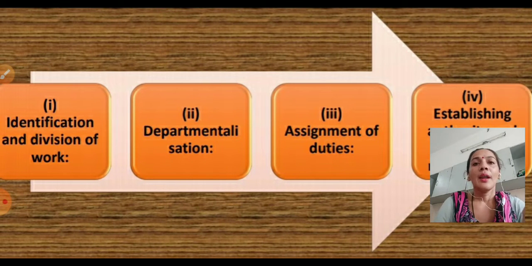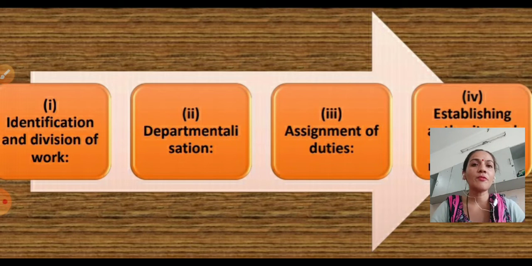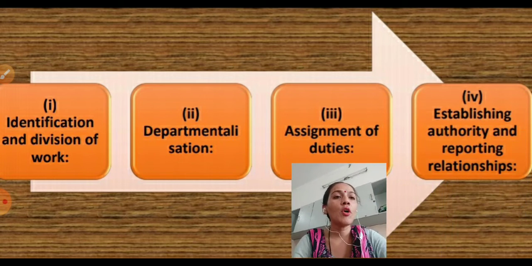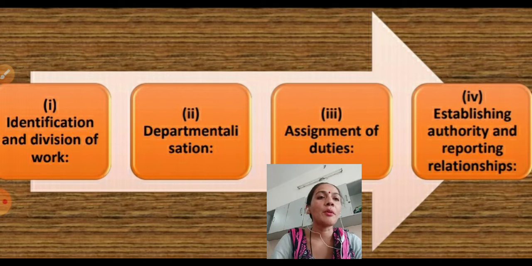Now these are some steps which we study in the organizing process. So these are the steps in the process of organization. First of all, identification and division of work. Second, departmentalization. Third, assignment of duties. And fourth, establishing authority and reporting relationships. One by one I will explain.